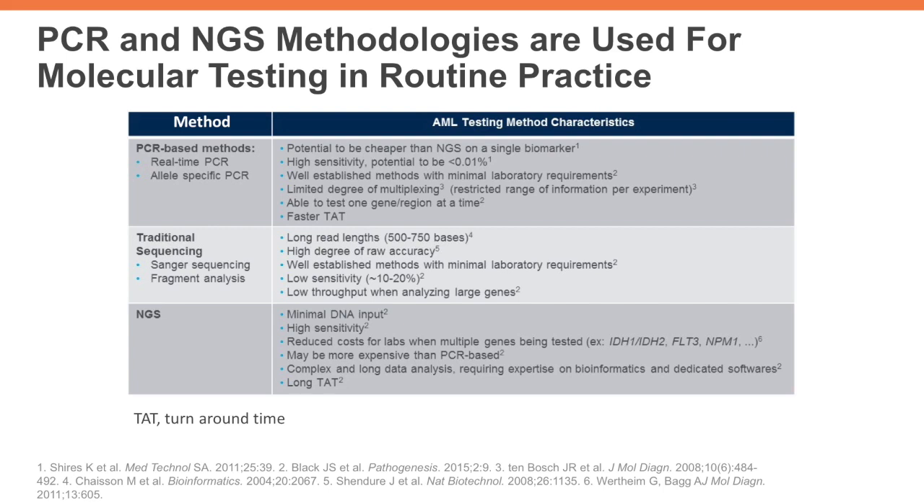There are many different methodologies that can be performed for molecular testing, including PCR, traditional sequencing, and next-generation sequencing, or NGS. And there are both advantages and disadvantages, but increasingly we're going to larger scale NGS panels where we're examining a large number of mutations. And this often supplements the faster PCR-based methods, for example, being used now for FLT3 and for other specific gene mutations.